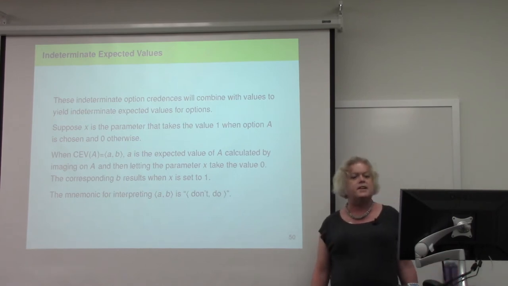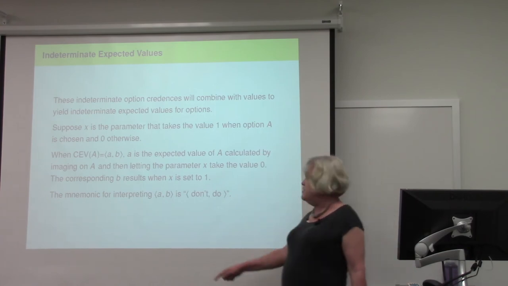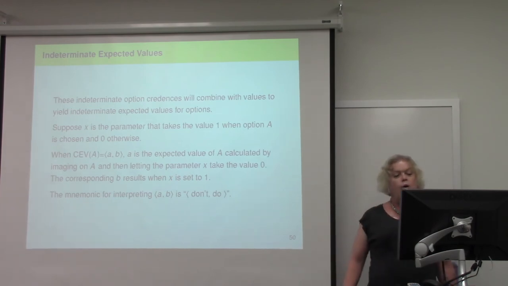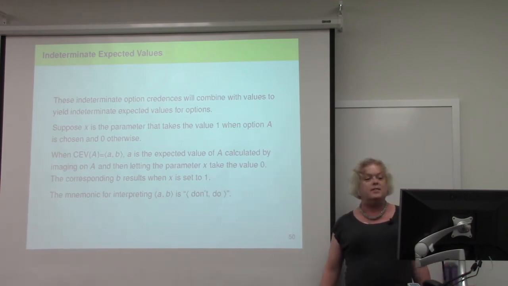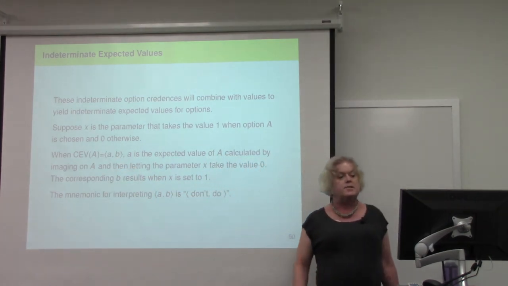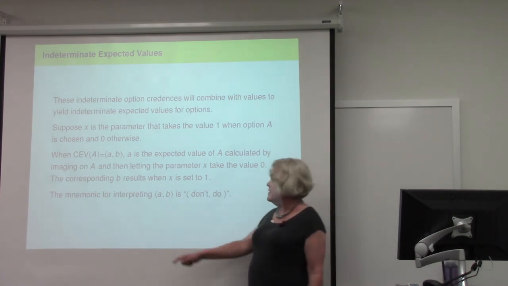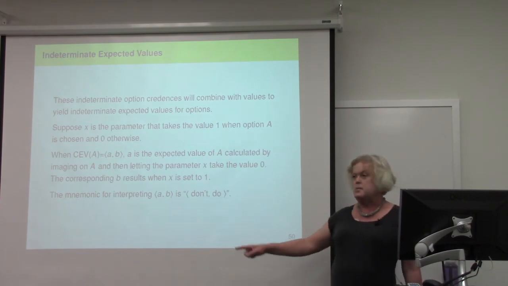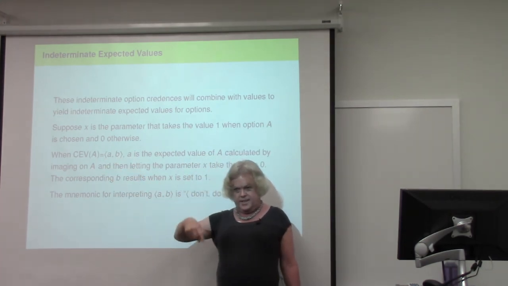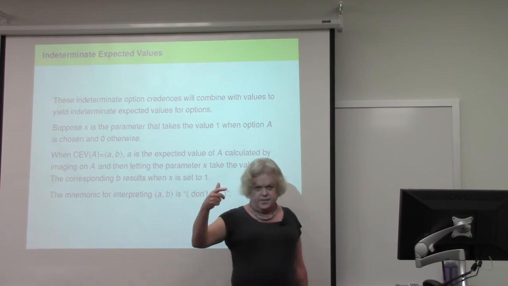Suppose X is the parameter that takes the value 1 when option A is chosen and 0 otherwise. When a causal expected value takes an indeterminate ordered pair value A, B, I mean that A is the expected value of the option calculated by imaging on A and then letting the parameter X take the value 0. And the corresponding value B arises when you image on taking that option and then let the parameter X take the value 1. And the mnemonic for interpreting these ordered pair expected values is don't do, right? A is the value when you don't choose it, and B is the value when you consider yourself to choose it.